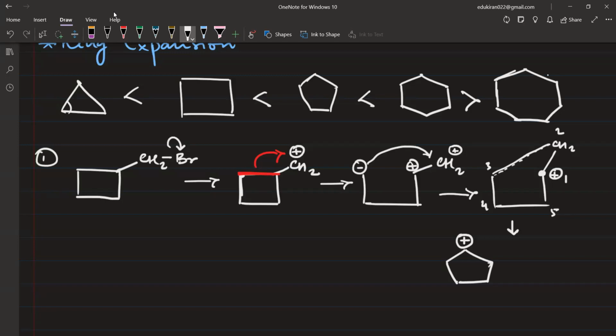Now, what happened here? How did we gain stability? We gain stability because we are moving from a more unstable structure of 90-degree angle to a greater angle. So 4 carbon ring is less stable than 5 carbon ring. That is why this is more stable, and that is why we are having a rearrangement or ring expansion. This is less stable.